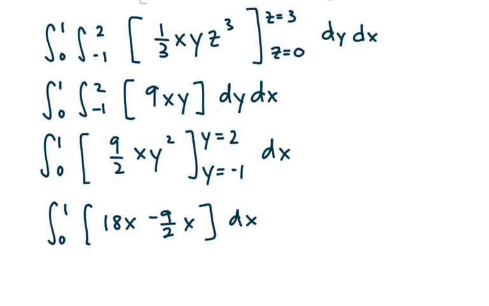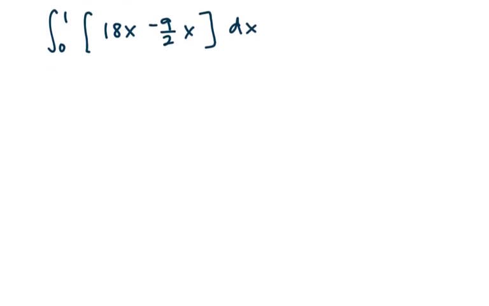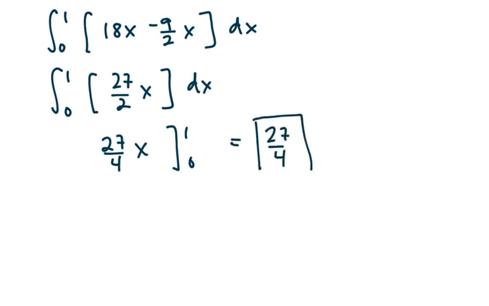18 minus 9 halves, that's the same as 36 halves minus 9 halves. We get 27 halves x. So 0 to 1, 27 over 2x dx. That's going to become 27 over 4x from 1 to 0, which is, of course, 27 over 4. So this really isn't much different than a double integral, but it's just this extra step of having to integrate a third time.